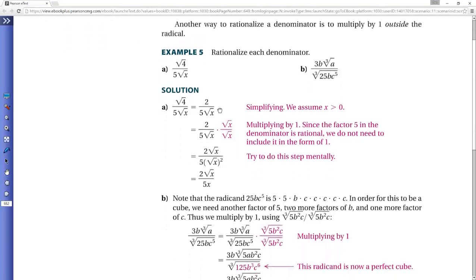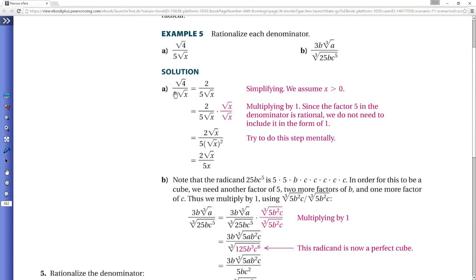So let's look at a here. I have the square root of 4 over 5 square roots of x. First thing to do is simplify what you can, which is the square root of 4 is 2. I can't simplify this anymore. The problem here is not the 5. 5 is a rational number. It's this radical, the square root of x. So how do I get rid of that?